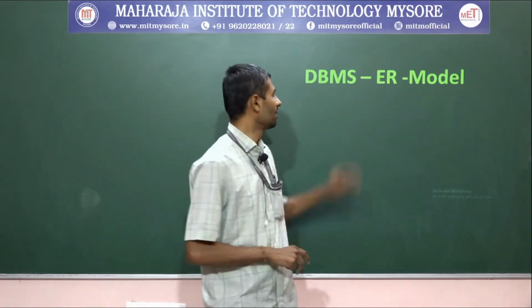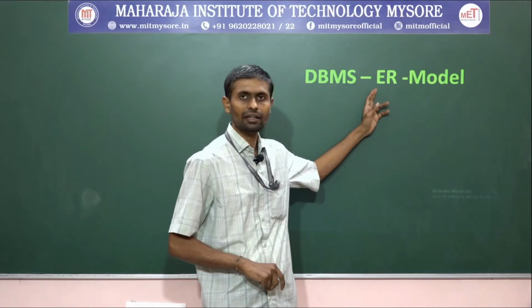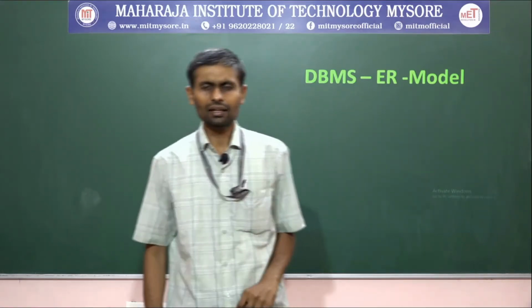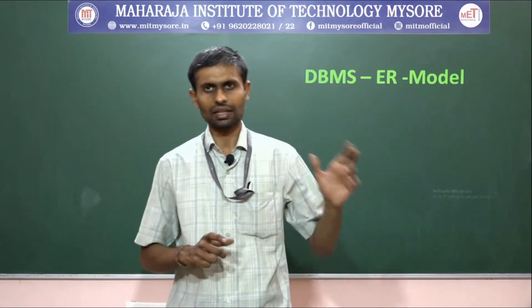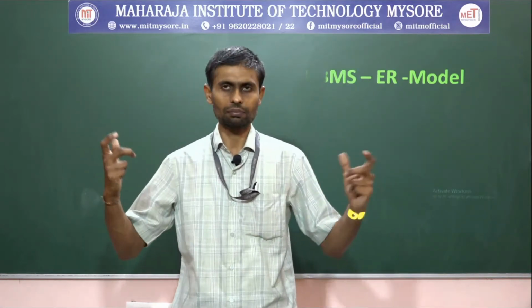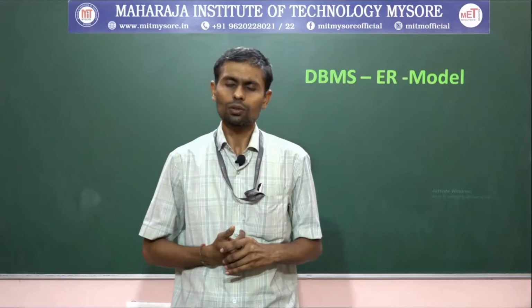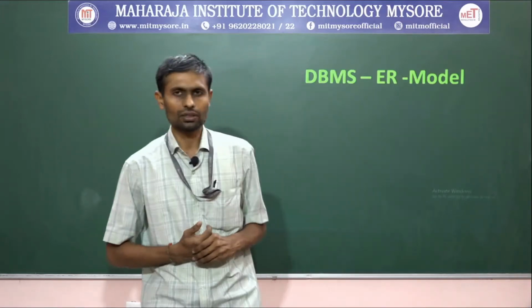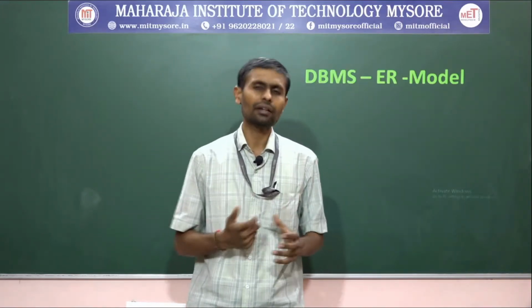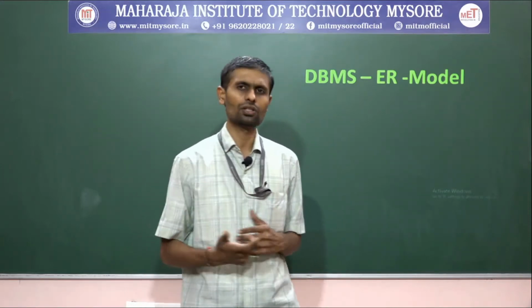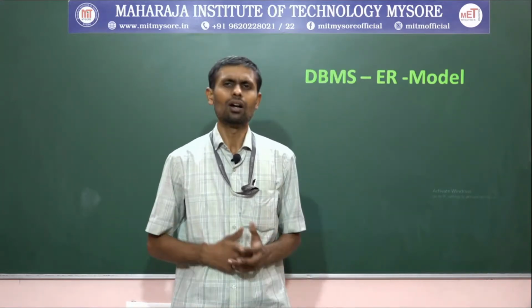I said E stands for entities and R stands for relationship. And I said there's a relationship between these entities, that means entity type to entity type, with the help of one relationship type. So before starting, we'll discuss what is meant by entity type, what is meant by entity, what is meant by relationship, relationship type, attributes, all such things.